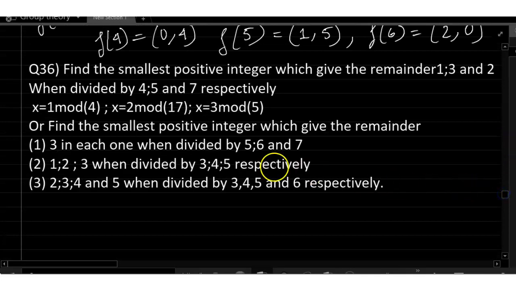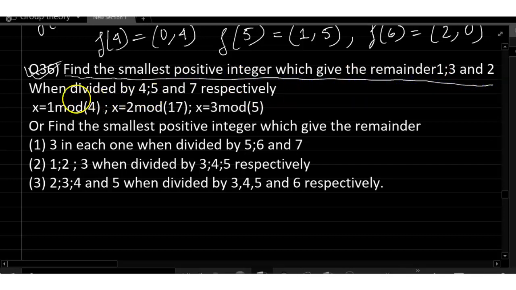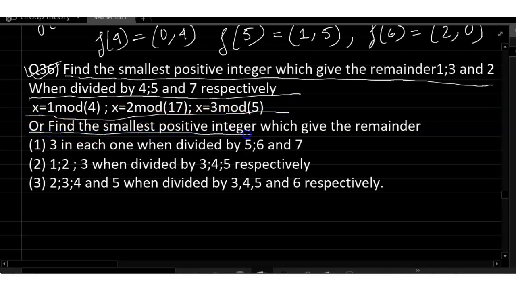Next problem is very interesting. Chinese remainder theorem. So at first read this problem. Find the smallest positive integer which gives the remainder 1, 3 and 2 when divided by 4, 5 and 7 respectively. x is equal to 1 mod 4, 2 mod 7 and x equals to 3 mod 5. Or find the smallest positive integer which gives the remainder 3 in each one when divided by 5, 6, 7. Okay.